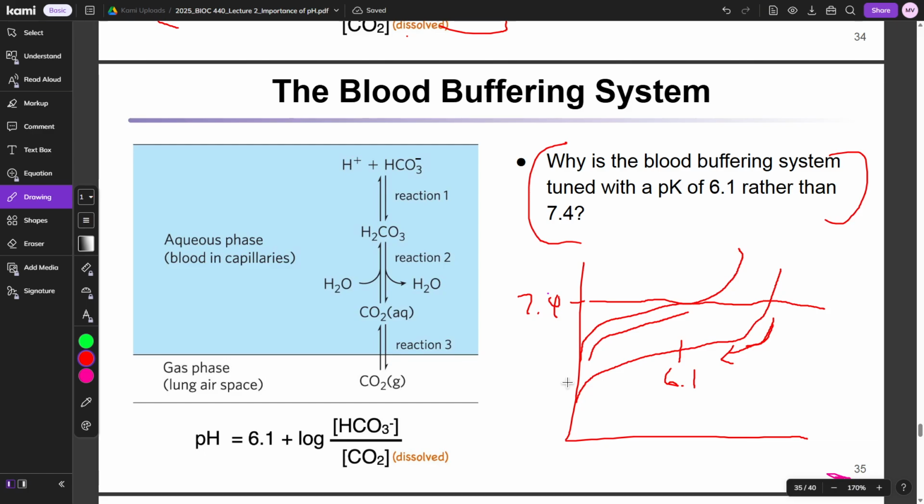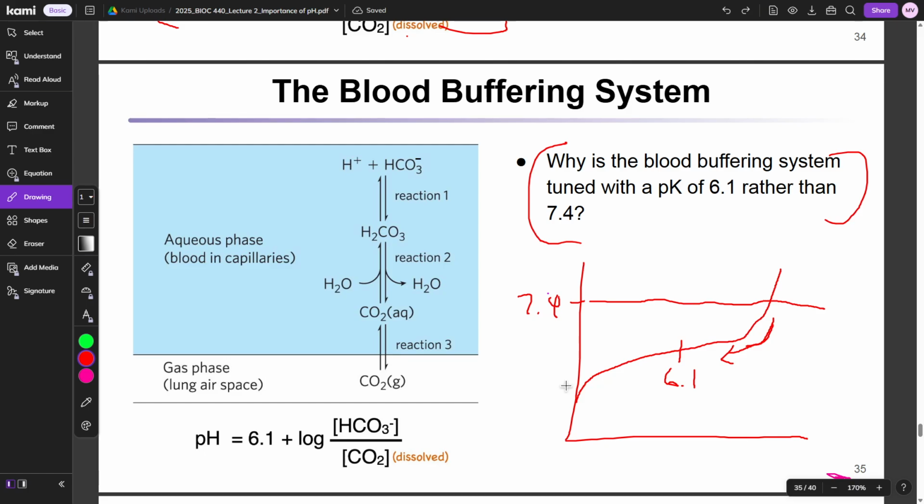Again, if you need more explanations on these, the videos are available. Yeah, what's up? So the pH of your body is 7.4 because that's the optimal pH that most of the enzymes operate at.